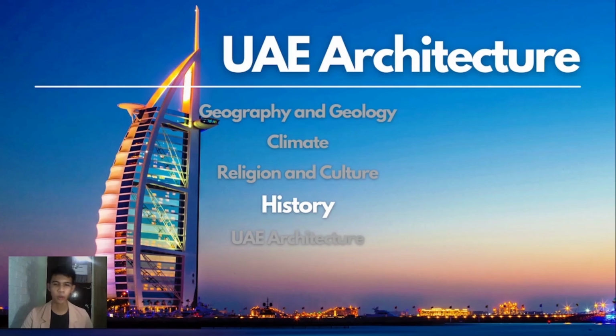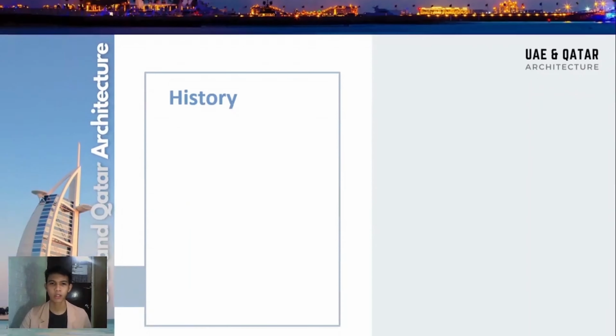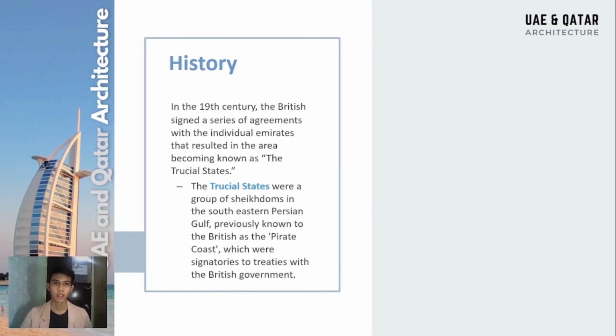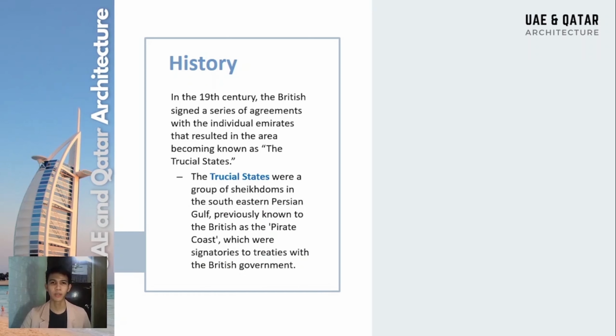Okay, so now we are going to the history of the United Arab Emirates. In the 19th century, the British signed a series of agreements with the individual emirates that resulted in the area becoming known as the Trucial States. The Trucial States were a group of sheikdoms in the southeastern Persian Gulf, previously known to the British as the Pirate Coast, which were signatories to treaties with the British government.